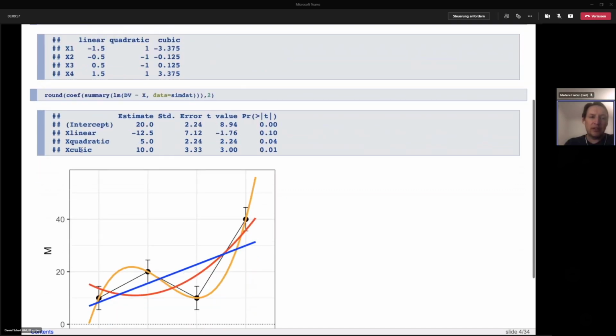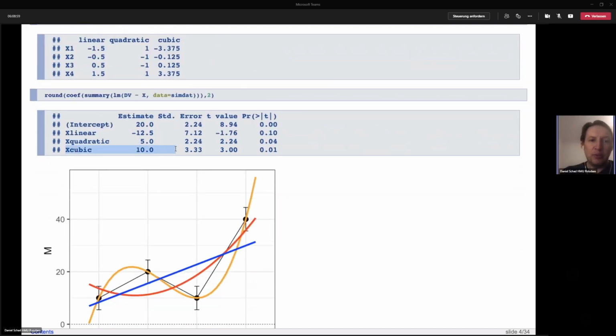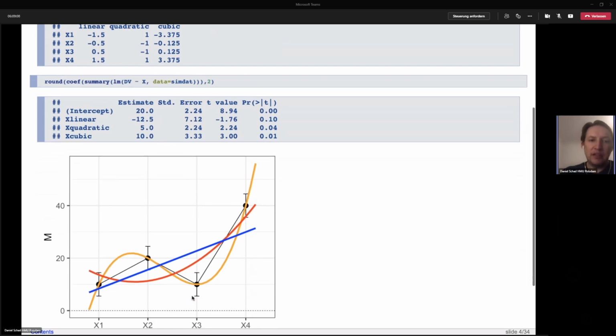And what we see, let's first look at the last thing. The cubic effect has a positive estimate of 10, and it has a t-value of 3. That's significant. So this is in line with what we see here. So the positive cubic effect goes up on the right and down on the left. So the positive estimate of 10 seems reasonable.